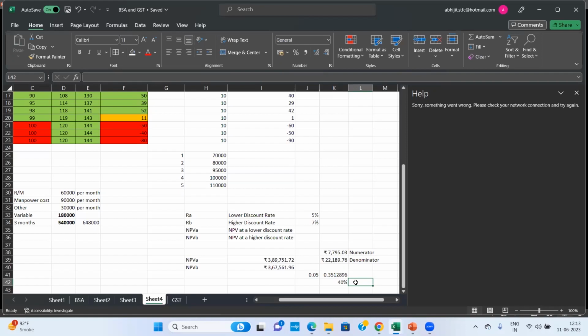No, actually not, because 5.35% will not come, because this is 0.35, which means if you convert it, it will become 35% actually. It should not be so high. I don't understand why it is becoming so high.